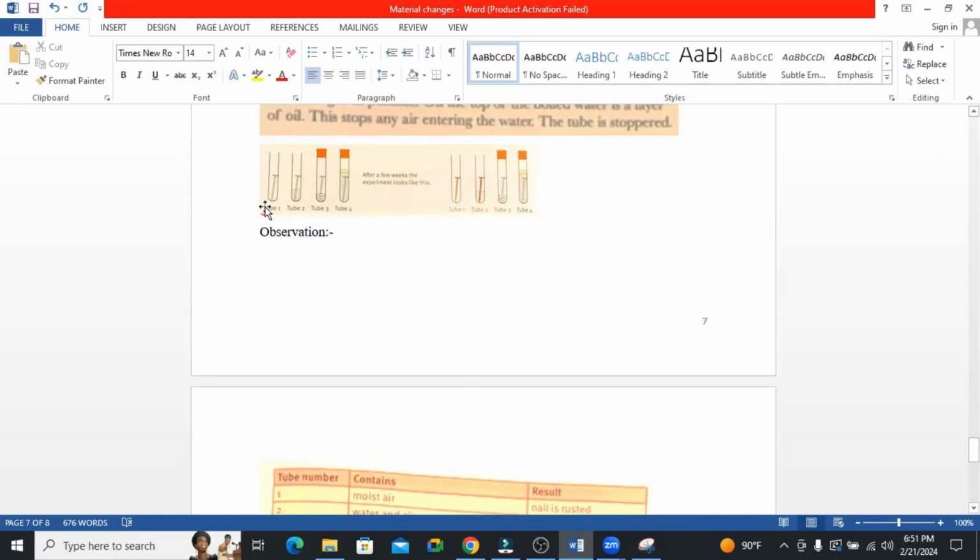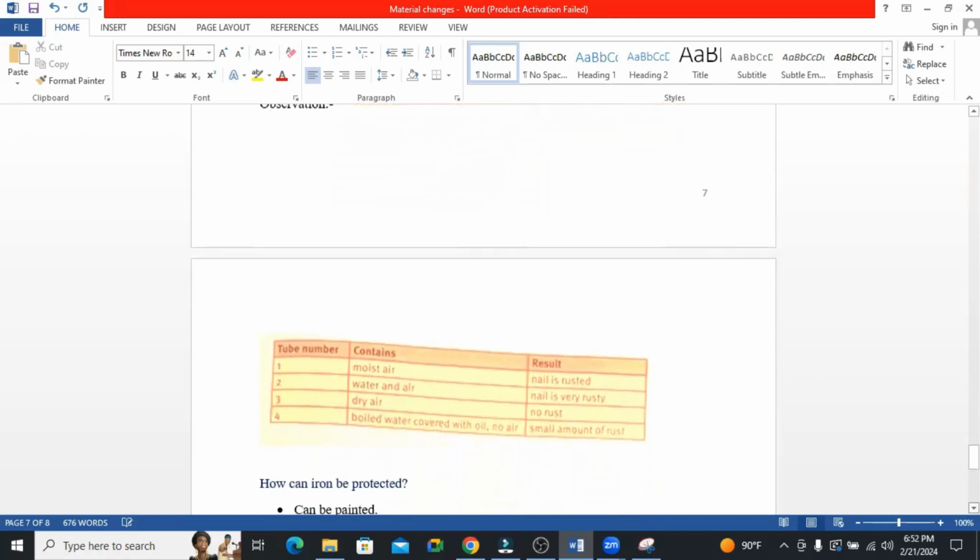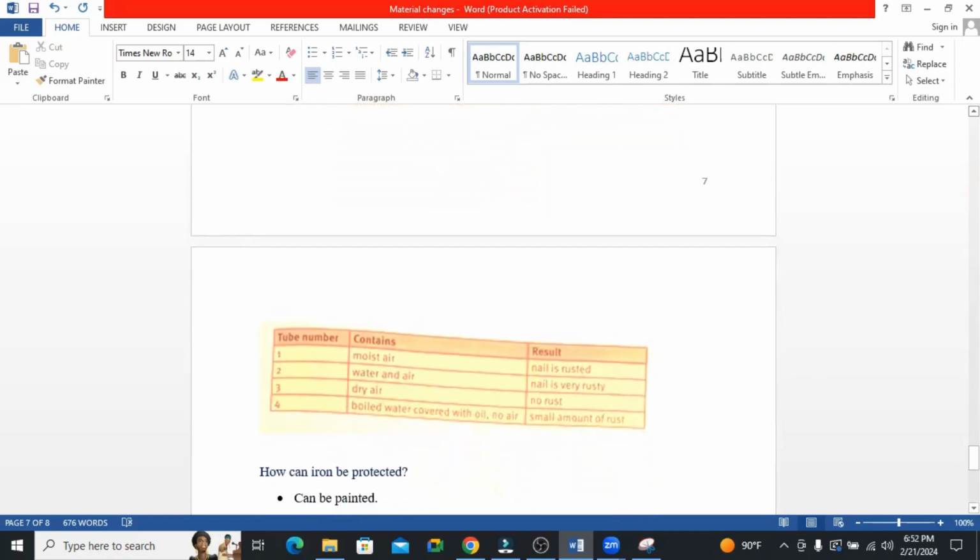In the first one, air can enter the test tube and the water vapor also can enter. Even without liquid water, the water vapor can help the rusting process. So you can see it has rusted. But the nail in tube 2 has rusted more than that. And the third one has dry air. That means no water particles in it, so no rust.